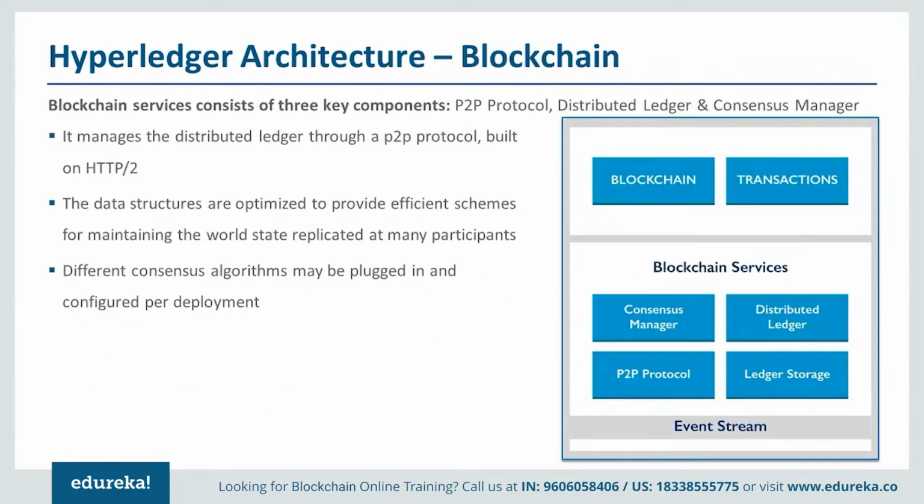Okay. Now for point-to-point protocol, it uses something like an HTTP kind of a service where the messages are transferred from one node to another using HTTP protocol. The data structures are optimized to provide efficient schemes for maintaining the world state replicated at many participants. So as I mentioned, it is basically stored as LevelDB or CouchDB, and different consensus algorithms may be plugged in and configured for deployment based on what you want the network to look like.